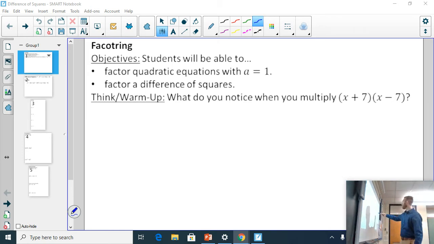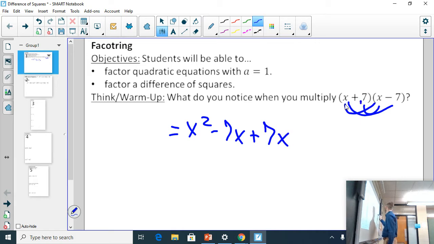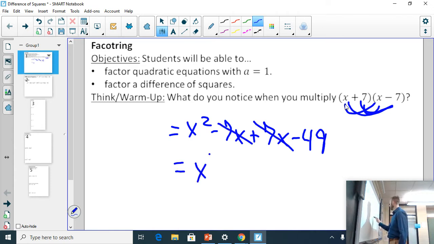So, what do you notice when you multiply x plus 7 times x minus 7 in parentheses? Well, we would get x times x is x squared, and then x times minus 7 would be minus 7x. 7 times x would be plus 7x, and then 7 times negative 7 would be negative 49. And here you're going to have to cancel your minus 7x and your plus 7x. You're going to be left with x squared minus 49.